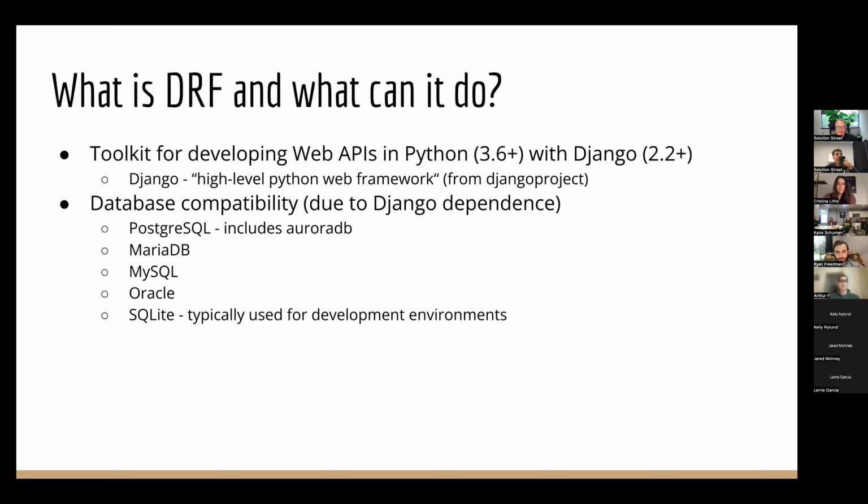It's basically a toolkit that makes developing web APIs easier. You can still do REST development. You can still work with Django and Python without DRF. We have the database compatibility and different environments you can work in. So this builds on top of the migration infrastructure and things like that that Django has.